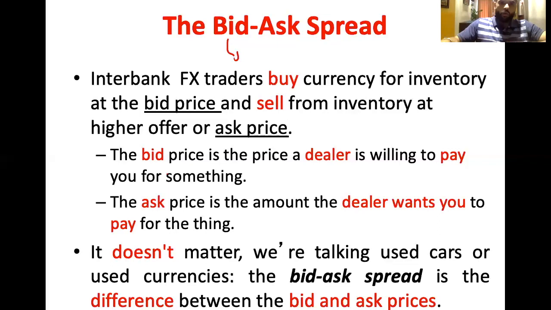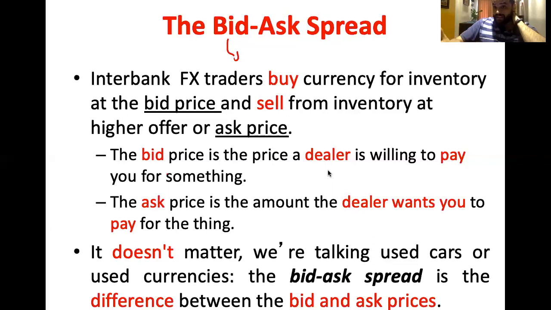So let's look more here. The bid price is the price the dealer is willing to pay you for something. Make sure you understand: the dealer is willing to pay you for something, so the dealer is a buyer. The ask price is the price that the dealer wants you to pay for the thing, so the dealer is a seller. The dealer is a bank. Make sure you treat yourself as a dealer.